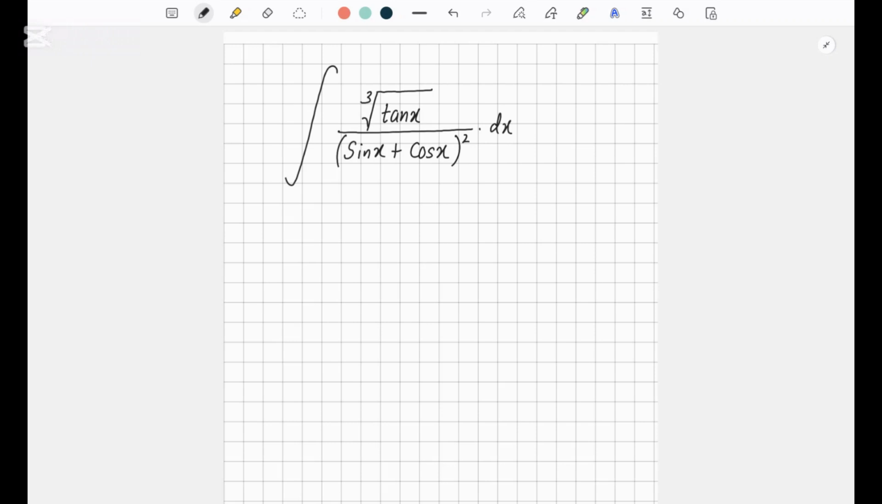But I'm going to show you guys how to integrate without any intervals, like how do you actually integrate this using substitutions, using the basic methods. Okay, so I'll be showing that to you guys today.